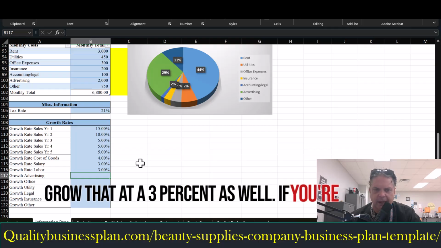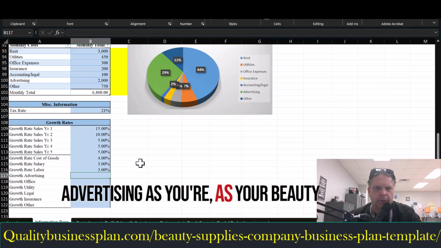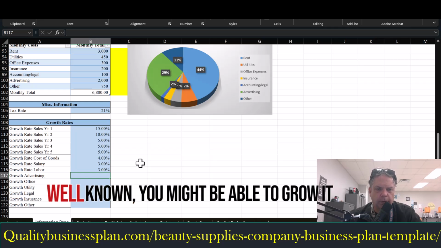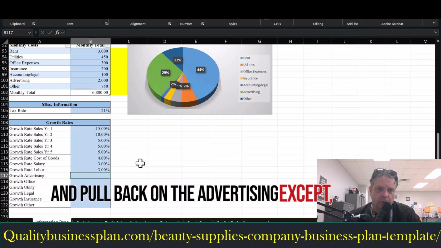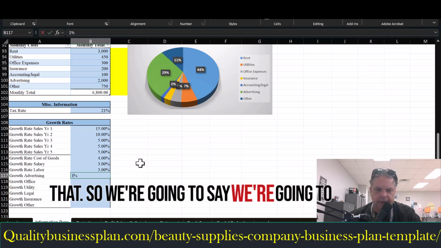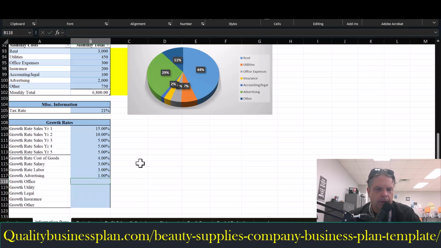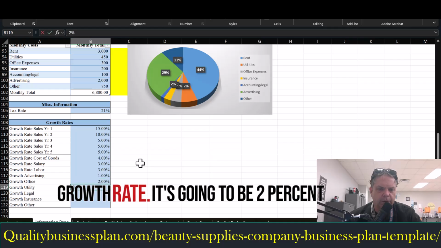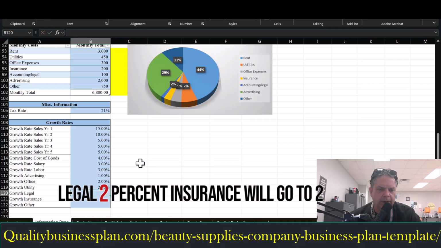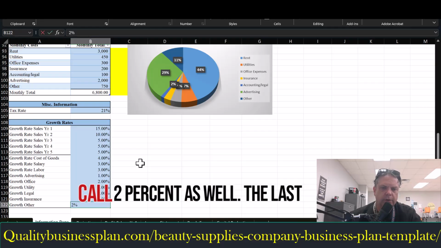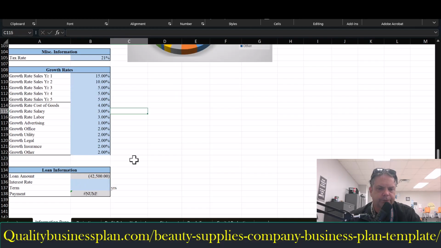And then for advertising, as your beauty supply company becomes more and more well known, you might be able to pull back on the advertising. Except, of course, if you're going to be growing and expanding, then you might be increasing that. So we're going to say we're going to grow by 1%. Next is going to be office growth. We're going to call that 2%. Utility growth rate is going to be 2%. Legal, 2%. Insurance will go with 2%. And then growth for other, we'll call it 2% as well.